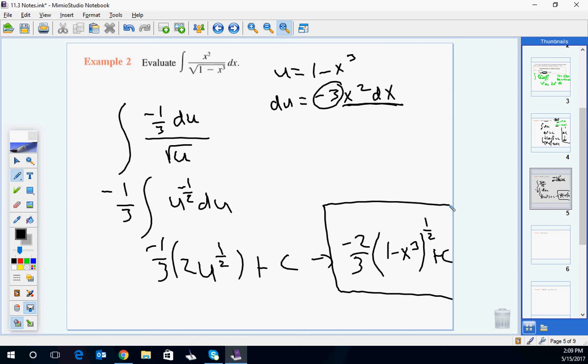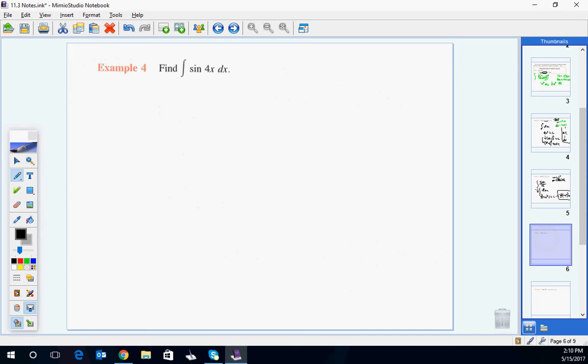Is that it? Now we don't have to do anything else to that? Nope, that's it. That's the antiderivative. Or that's the integration, sorry. Okay, let's try another one here. If you're following the book, we're skipping 3 because 3 has ln's and logs in it. So we'll go to the trig one here.